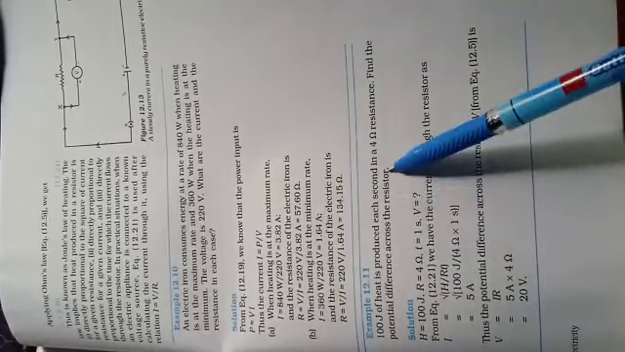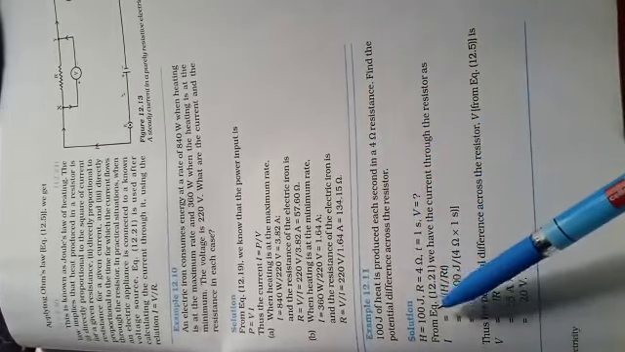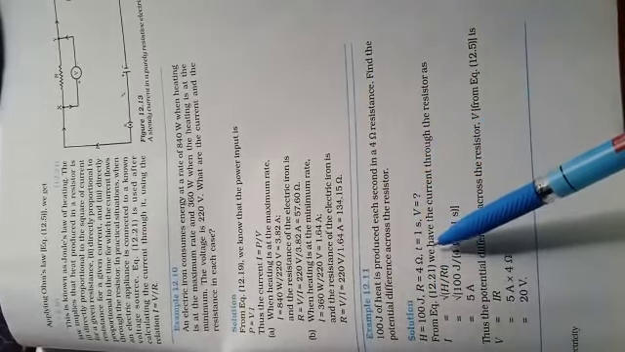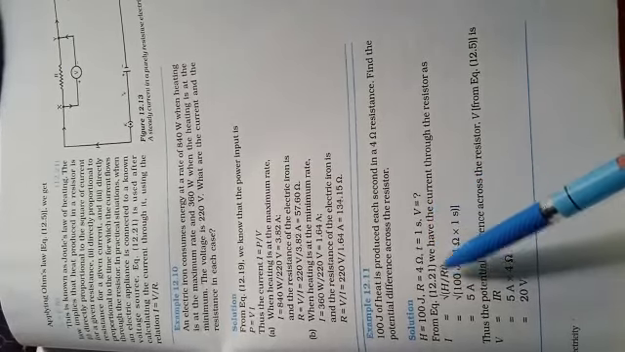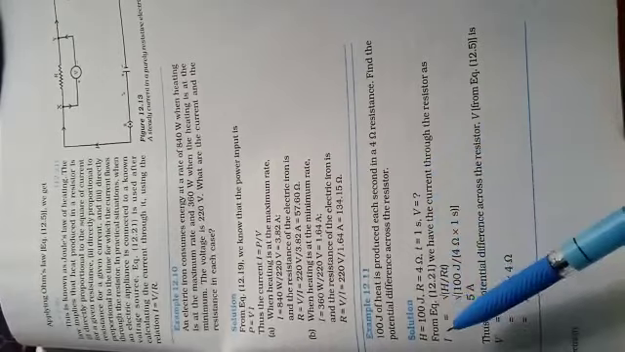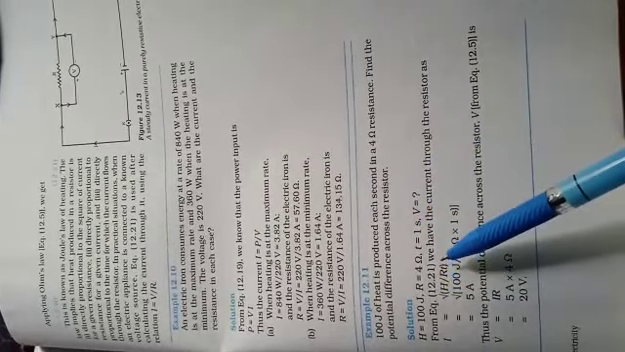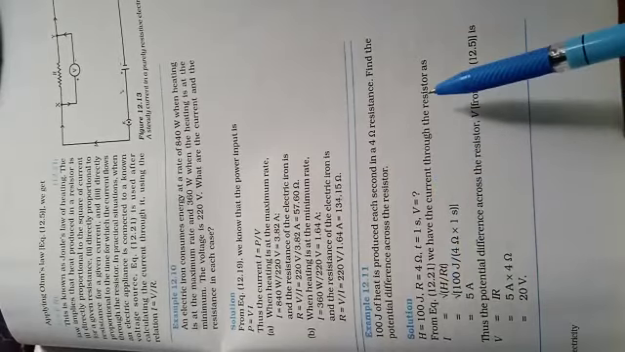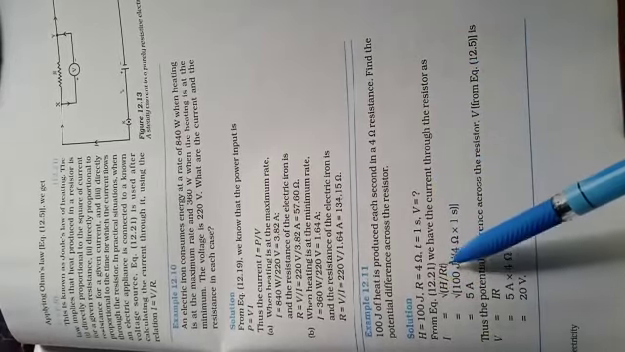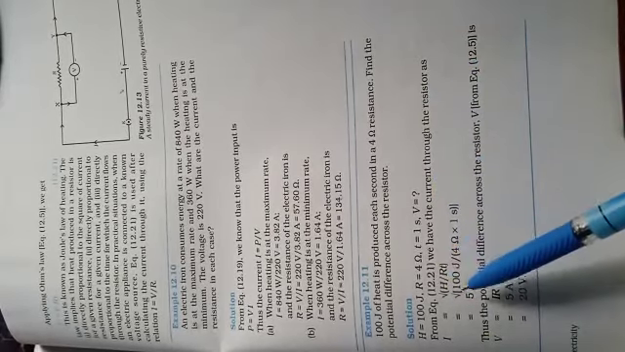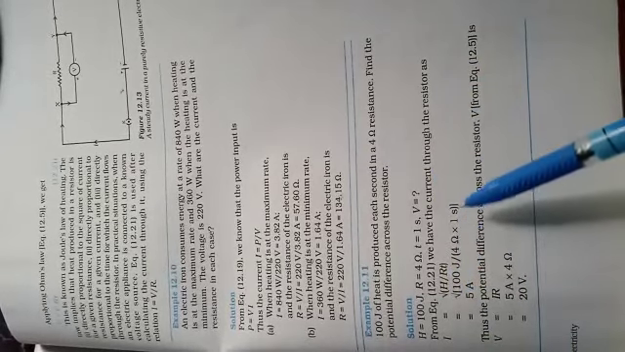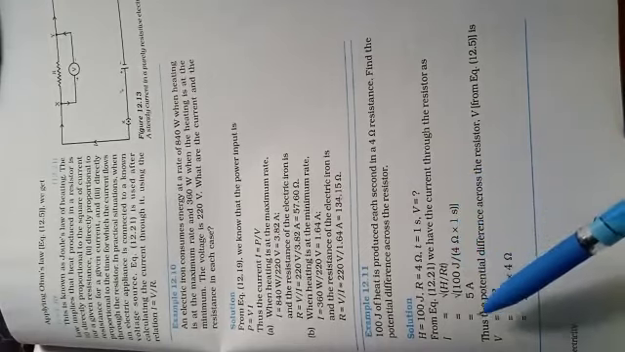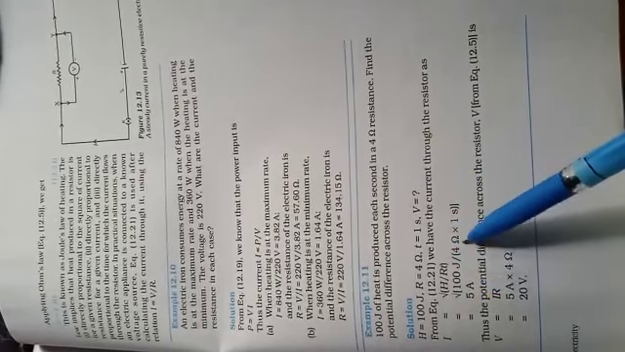Next, example 12.11. 100 joule of heat is produced each second in a 4 ohm resistance. Find the potential difference across the resistor. Solution: H equal to 100 joule, R equal to 4 ohm, T equal to 1 s, and V equal to question mark. So we find the volt. From 12.21 we have the current through the resistor, so I equal to square root of H upon RT, so square root of 100 joule upon 4 multiplied by 1 s. So overall we conclude 5 ampere.